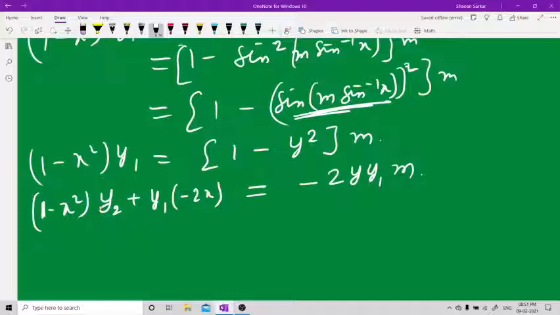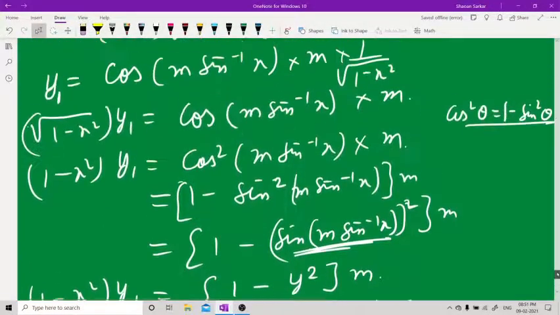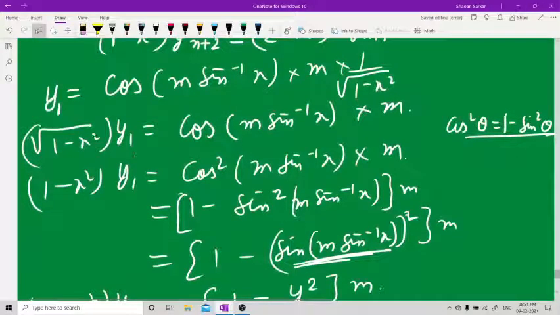I think I made a mistake somewhere. Wait a minute, squaring, na. This was squaring. Yes, I made a mistake. This was squaring, so I didn't write a square here. So let's write a square here. Yes, square here. Now things will be okay.